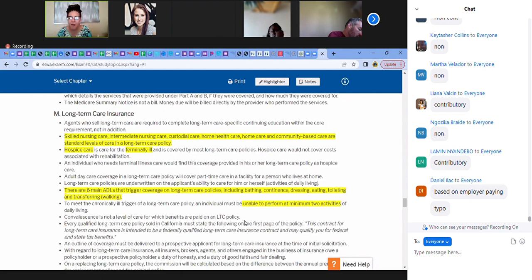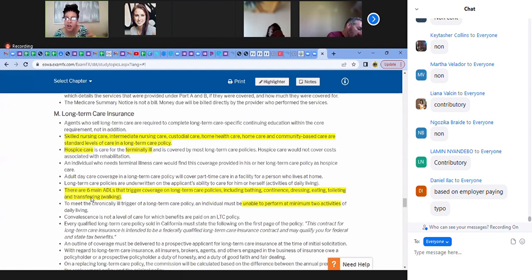How would I qualify? They're going to look at what's called activities of daily living, ADLs, guaranteed on the test. There's 6 main ones they're looking for. What are they? Here they are: bathing, continence, dressing, eating, toileting, and transferring. Those are your 6. If I can't do 2 of these 6, then you qualify.